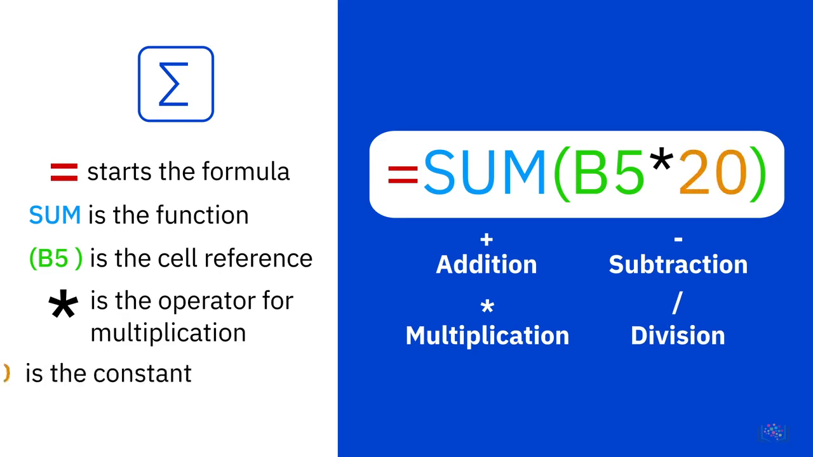You may also use constants in your formulas, which, as the name suggests, are numbers or values which you can enter directly into a formula, and which don't change. This might be a whole number, such as 5, it might be a percentage, such as 10%, or it might even be a date. So a typical formula might be equals sign, SUM, open parenthesis, B5, asterisk, 20, close parenthesis, which would take the value in cell B5 and multiply it by 20.